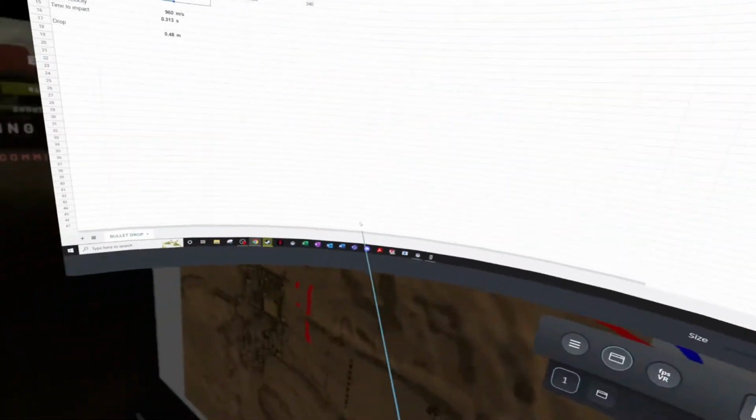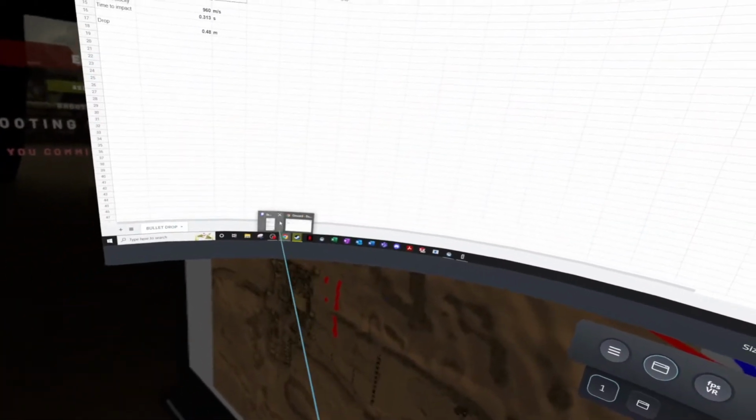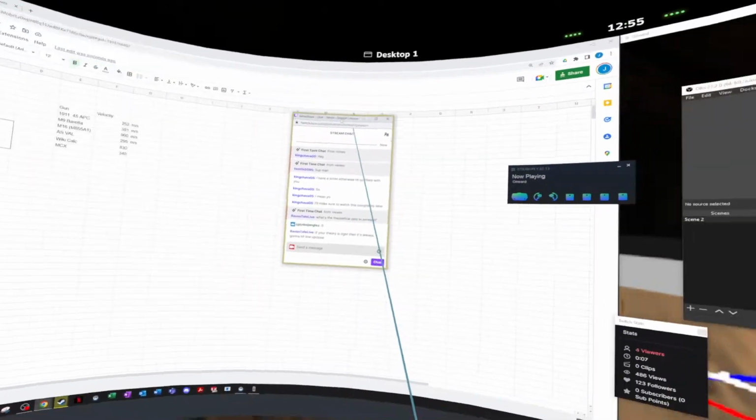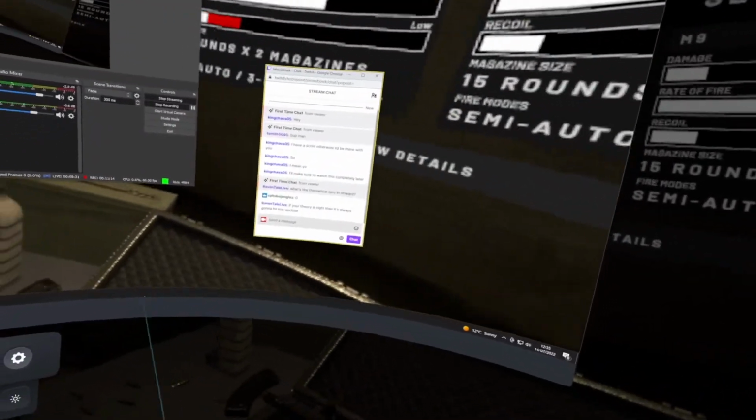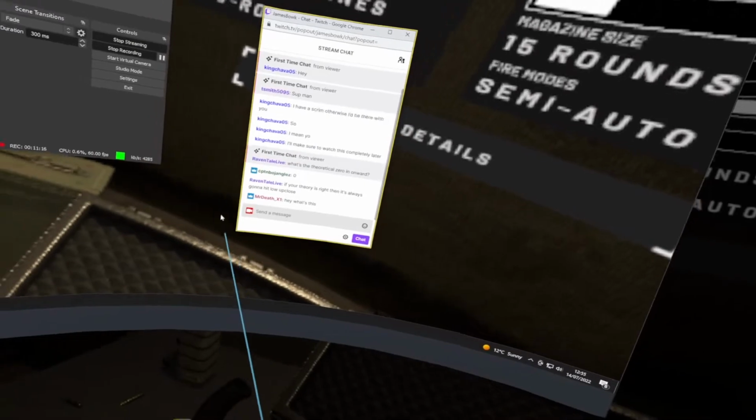Why is my chat not showing up in my hand? Because it doesn't like it. I've not clicked on this. Great. We don't know what the theoretical zero is.